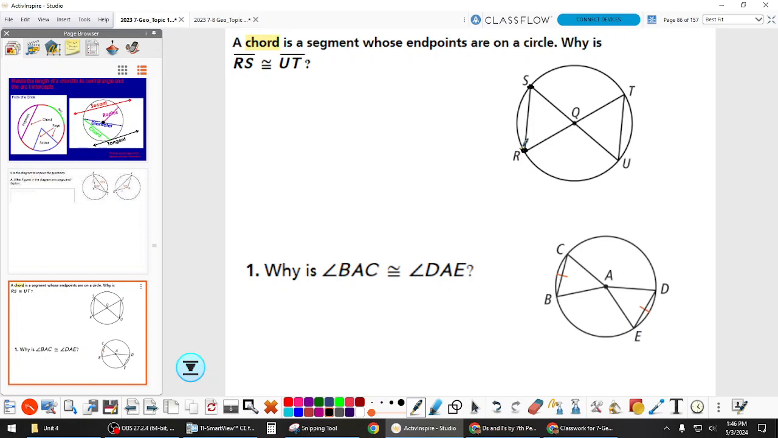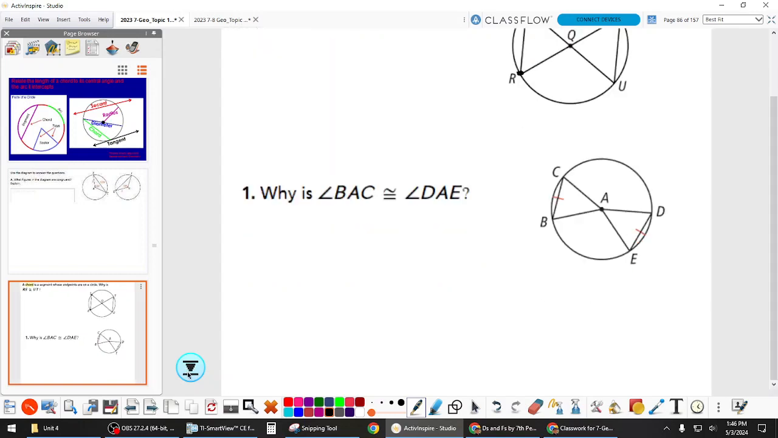Look down here. This is kind of telling you something and asking you a question at the same time. It says, why is angle BAC congruent to DAE? And so I'll put that marking in here. Why are those two angles the same? It's asking, why are those two congruent?